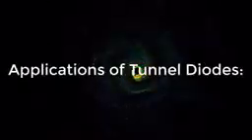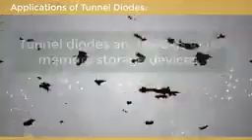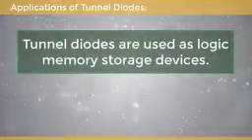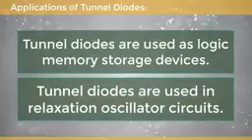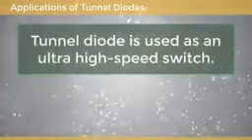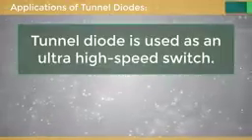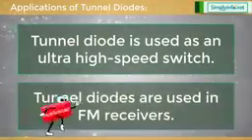Applications of tunnel diodes. Tunnel diodes are used as logic memory storage device. They are used in relaxation oscillator circuits. It is used as an ultra high speed switch, also used in FM receivers.